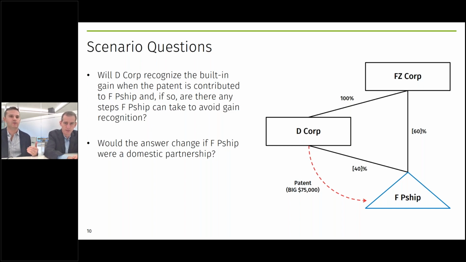Okay, is there any way that we can avoid it? Well, yeah. So 721C allows the contributing partner to elect into the remedial allocation regime as a way to avoid this immediate recognition. So what does that mean? It means that income or gains related to the patent is going to have to be preferentially allocated to catch that gain to the partnership.